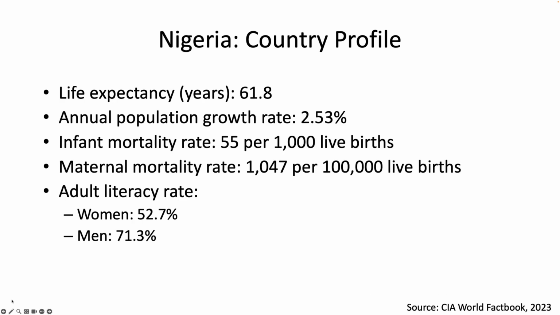In 2023 in Nigeria, according to the CIA World Factbook, life expectancy at birth was about 62 years, and the annual population growth rate was about 2.5%. The infant mortality rate was 55 per 1,000 live births, and the maternal mortality rate was over 1,000 per 100,000 live births, or about 1% of all live births resulting in maternal death. There's also generally a high literacy rate in the country, especially for men.